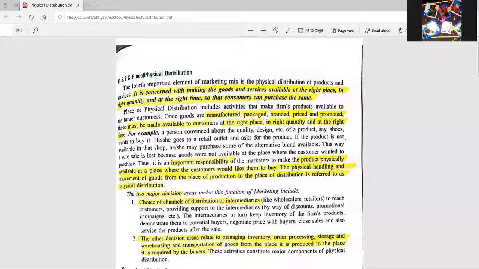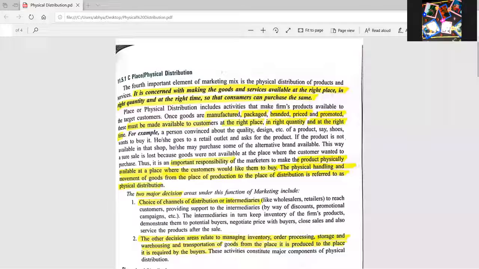So one marker question, define physical distribution. Physical distribution means physical movement of the goods or physical handling of the goods. Handling of the goods means the goods will be handled from seller to the buyer. They will not only be available, it means there will be transfer of title of ownership.